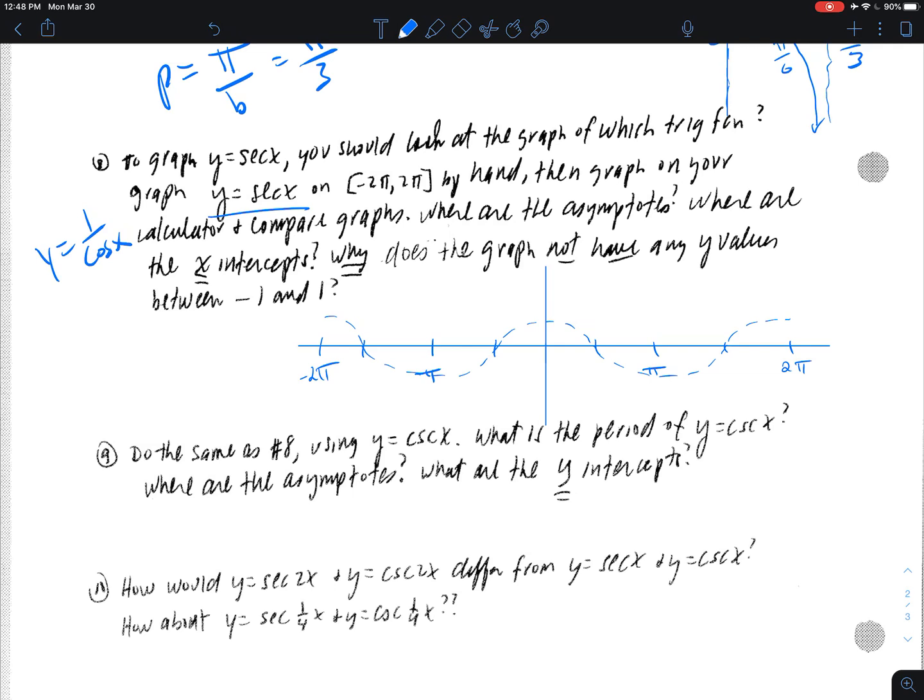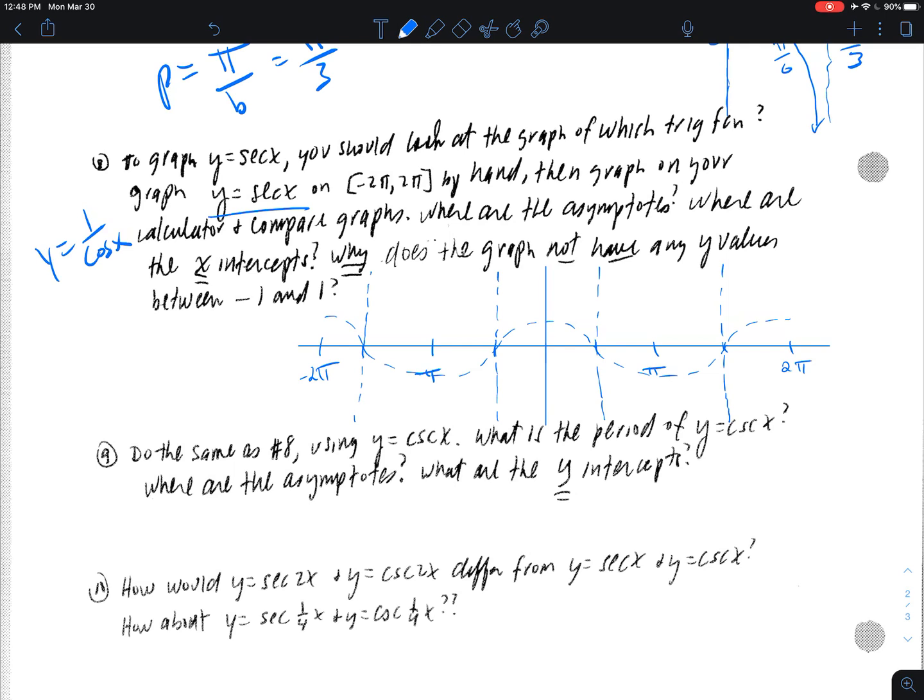But there's 2 periods of cosine. Now we said anytime the cosine is 0, I am going to have an asymptote for y equals secant of x. And that's going to happen at negative 3 pi over 2, negative pi over 2, pi over 2, and positive 3 pi over 2. All those asymptotes exist.